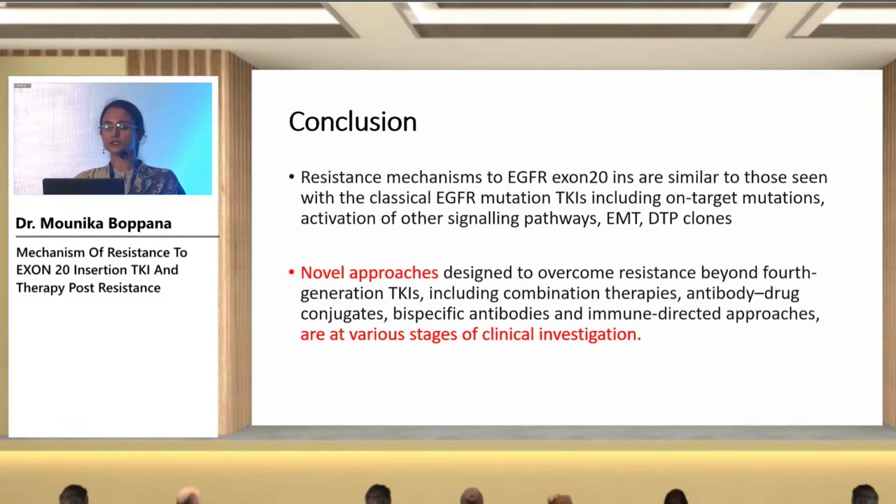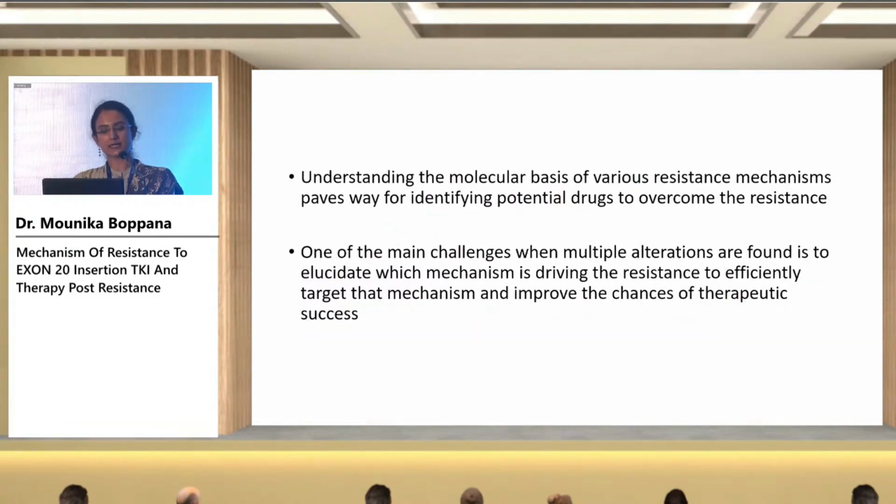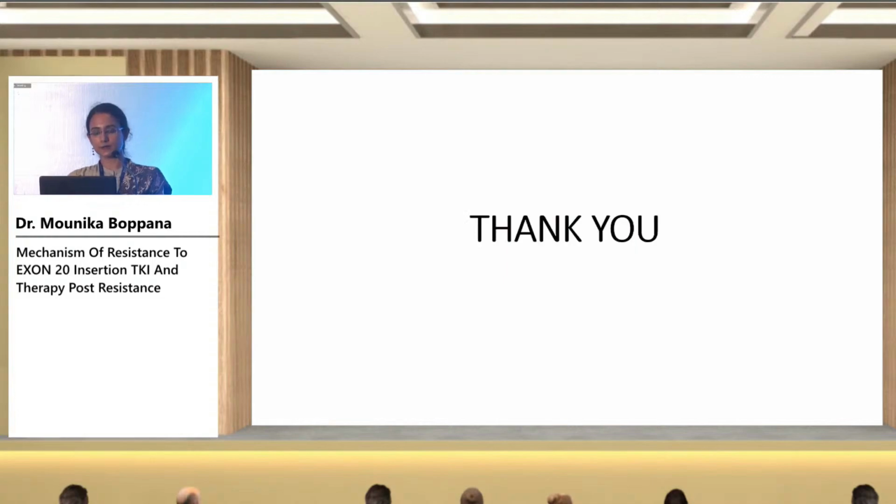Novel approaches designed to overcome resistance beyond fourth-generation TKIs, including combination therapies, antibody-drug conjugates, bispecific antibodies, and immune-directed approaches, are at various stages of clinical investigation. Understanding the molecular basis of various resistance mechanisms paves the way for identifying potential drugs to overcome the resistance. And one of the main challenges when multiple alterations are found is to elucidate which mechanism is driving the resistance, to efficiently target that mechanism and improve the chances of therapeutic success.